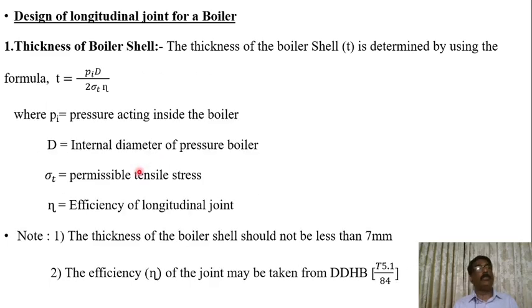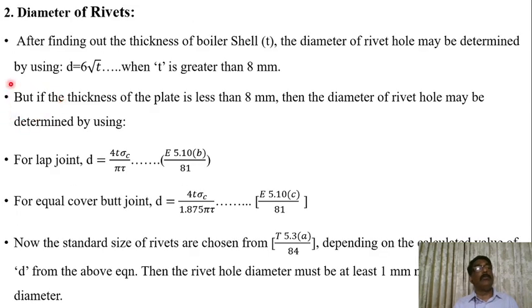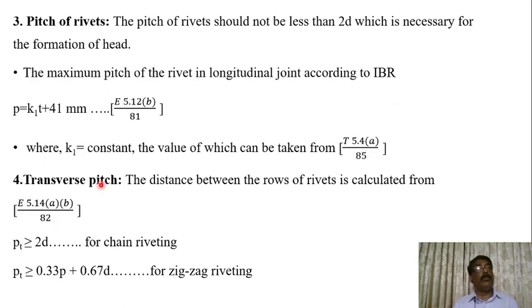So the important parameters you are going to design are, first, the thickness of the boiler shell T by using this formula: PiD divided by 2 into sigma 2 into eta. Once the thickness of the boiler shell is found, next you will go for the diameter of the rivet hole, which is given by D is equal to 6 into square root T. After that, you will find the pitch of the rivets. It is obtained by the equation K1T plus 41 mm, where K1 is the constant taken from the design data handbook. The next one is the transverse pitch, that is the distance between two rows of rivets. It is equal to 2 times the diameter of the rivet hole in case of chain riveting, and in case of zigzag riveting, it is given by 0.33P plus 0.67D.